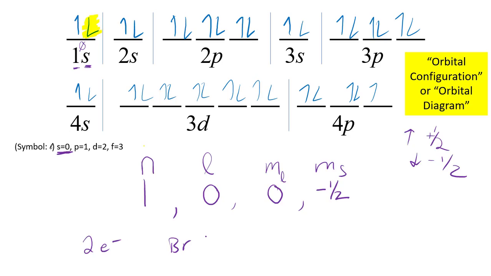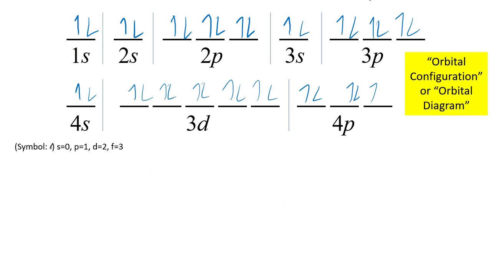Let's do another one together. Let me pick a harder electron. How about this one right here? So what number electron is that? 1, 2, 3, 4, 5, 6, 7, 8, 9, 10. So this is my 10th electron. So what are my 4 quantum numbers for this electron? n, l, m sub l, and m sub s.